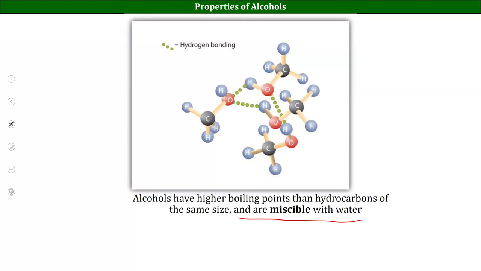With alcohols, the definition of miscible is that you can keep going, and we see this all the time with drinking alcohol, right? Vodka is 40% alcohol by volume, but you can keep going past that. If you go past 100 proof, then you've got more alcohol than water. And all of a sudden it's water dissolved in alcohol instead of the other way around.